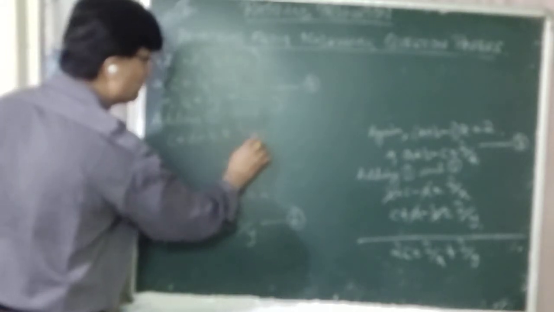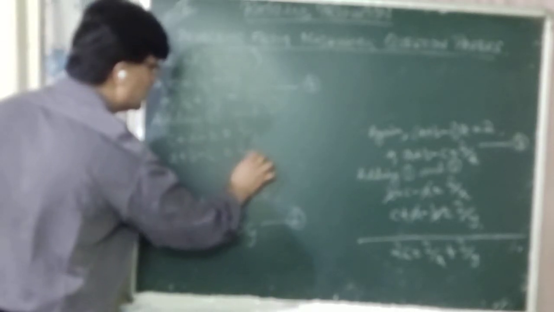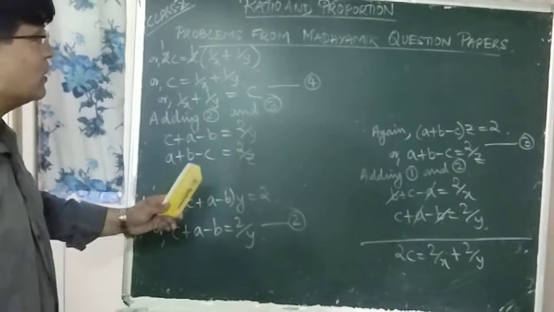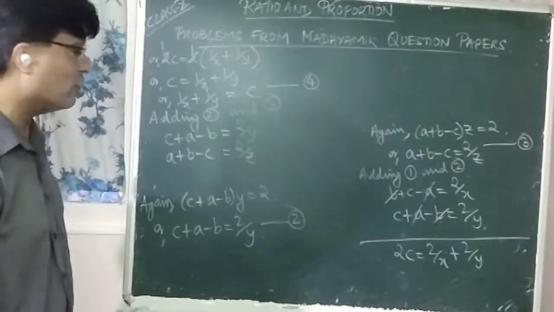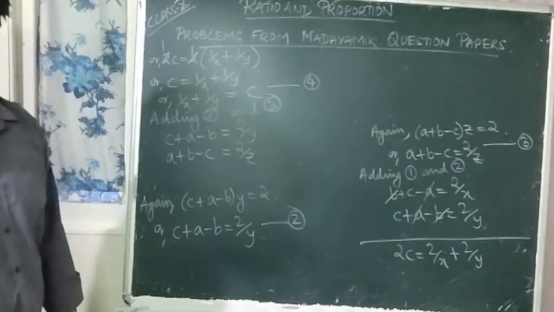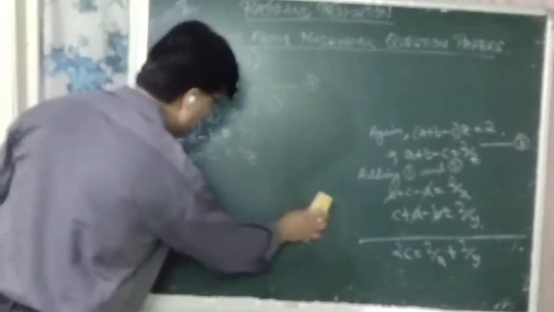This is number 2. And what is number 3 there? It is A plus B minus C is equal to 2 by Z. So adding 2 and 3, you can get the value for 1 upon y plus 1 upon Z. Right? So let us add them. If you add this 2 and 3, what do we get? Your B's get cancelled, C's get cancelled. What is A plus A?